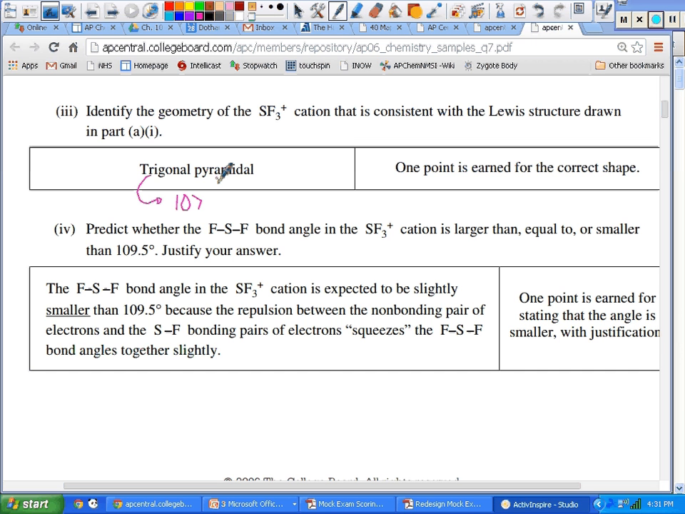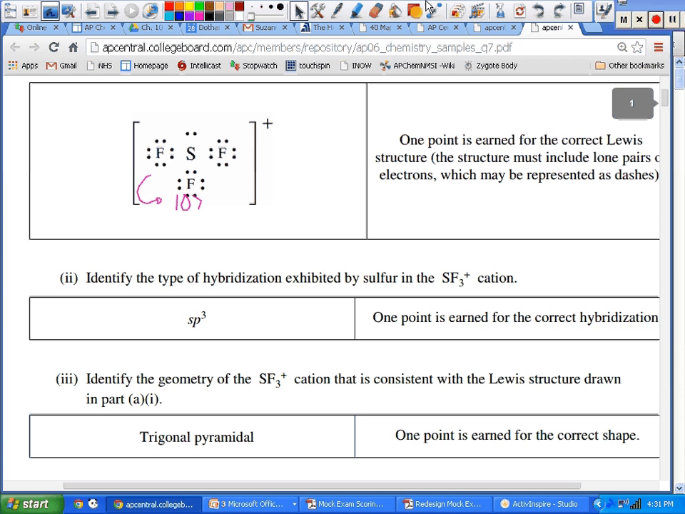All right. So what happens is this right here, imagine this being like a balloon. We got a balloon there, we got a balloon there, we got a balloon there, right? Those extra pairs of electrons actually take up more physical space than the bonds. All right?